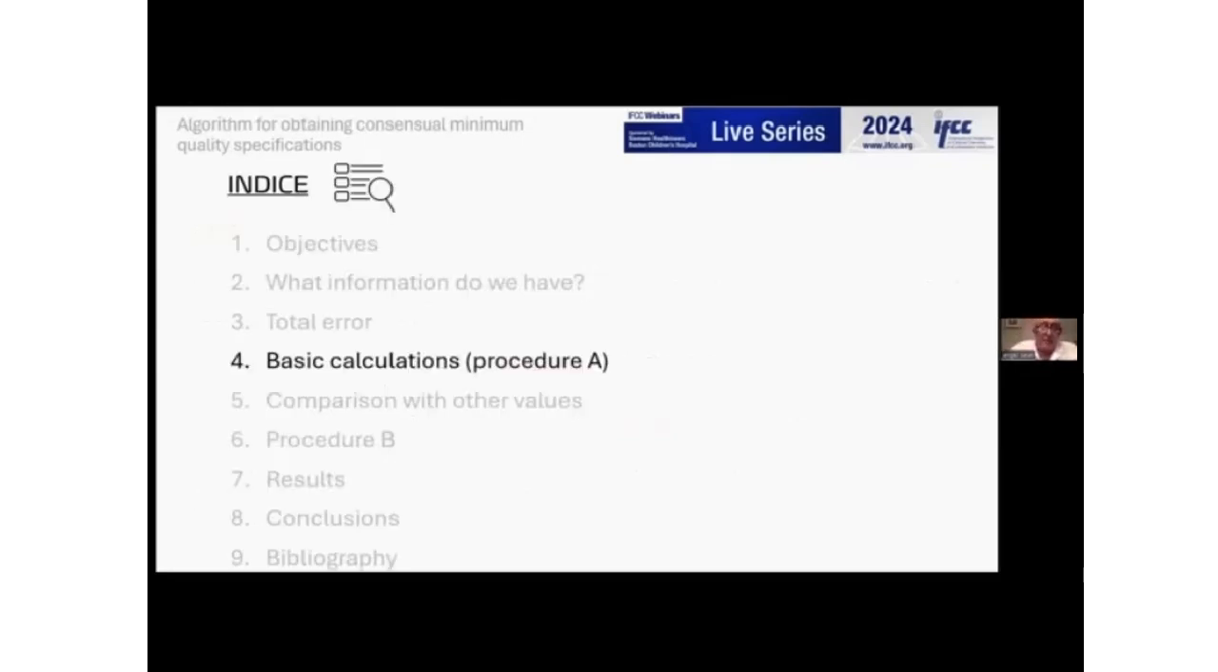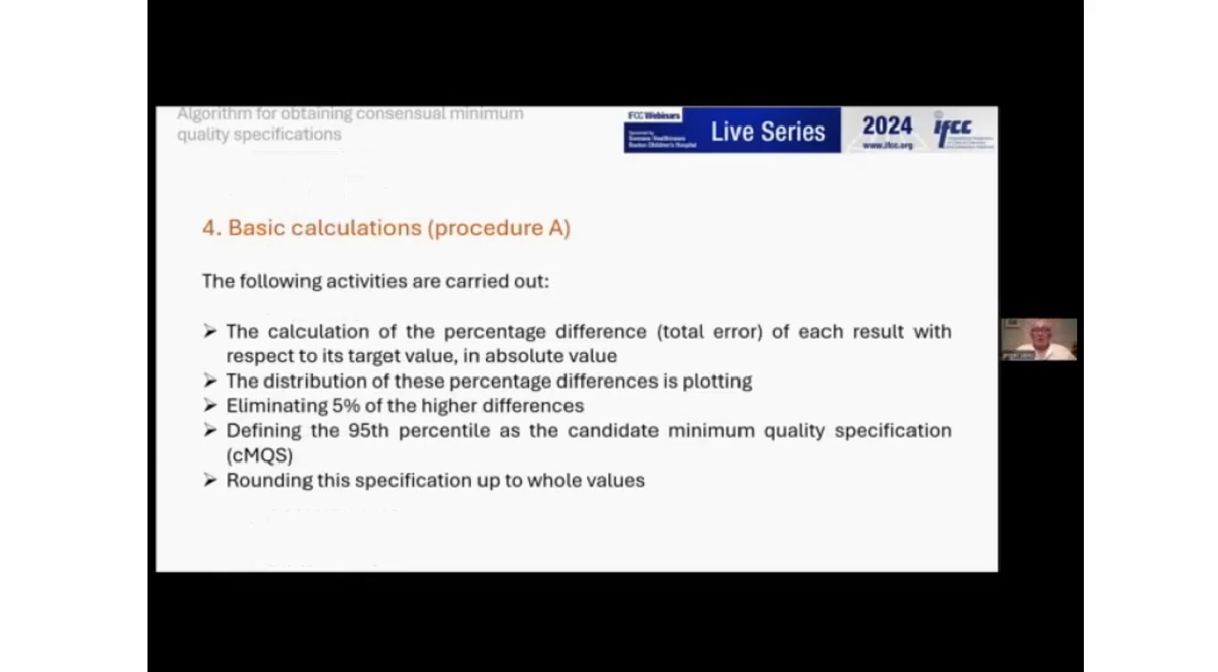calculated total error values. Well, the first thing is what I have mentioned. The total error is calculated from the target value and expressed in absolute value. The second point is to make a graphical representation of these values. Once we have this graphical representation, the committee decides to eliminate the top 5% of the highest values. Why? Because it is considered that these high values can be due to transcription errors, unit errors, etc. And then, to avoid distorting the study, 5% is eliminated.